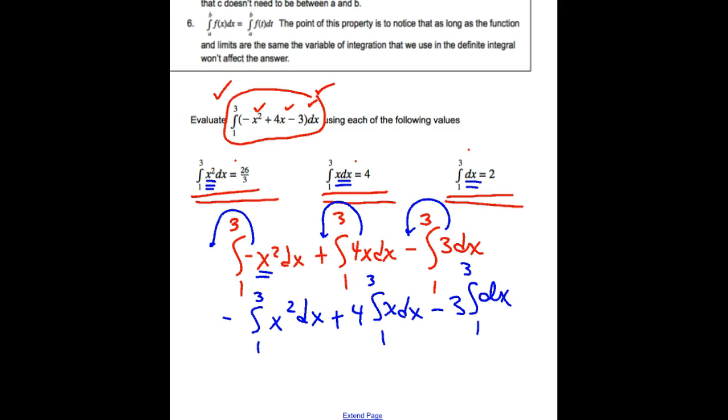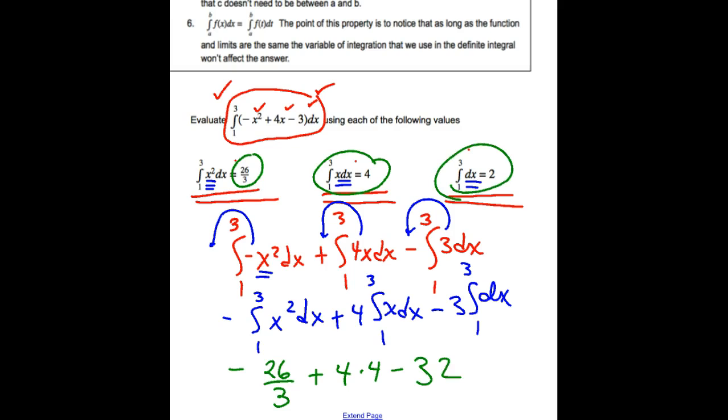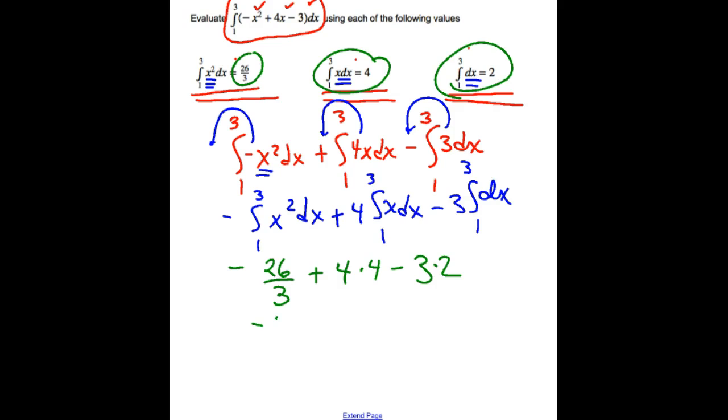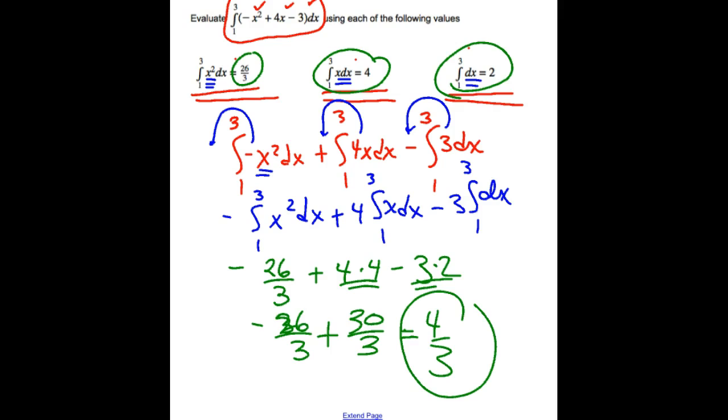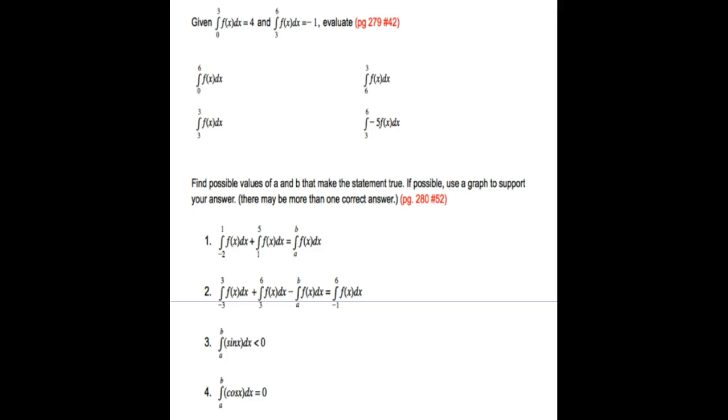Now replacing each of these with its integral value, in this case 26/3, plus 4 times, in this case 4, minus 3 times, in the last case 2. Doing a little arithmetic, which would give me negative 26/3 plus 16 minus 6 is 10. 10 is 30/3. I get 4/3. Boom. Just a little numerical manipulation with that one.